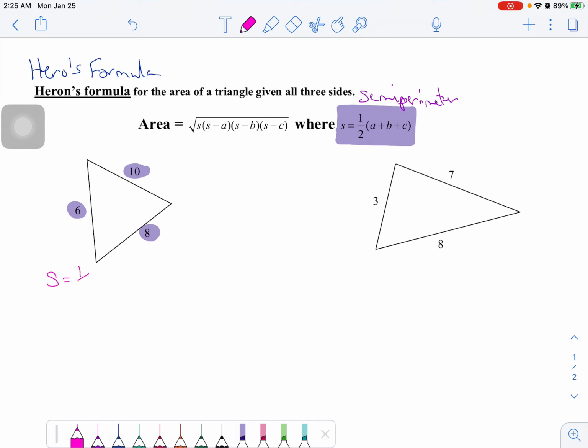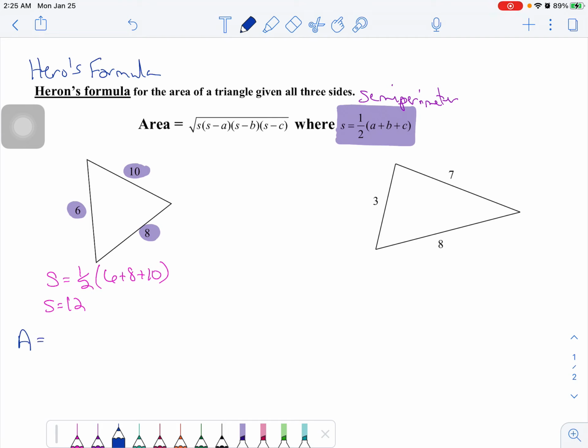So the first thing in the first problem, we're going to find the semi-perimeter, which means we're going to do half of the sum of the sides. So half of the perimeter, semi-perimeter. So let's see, 6 plus 8 plus 10, chop that directly in half. We get a semi-perimeter of 12.